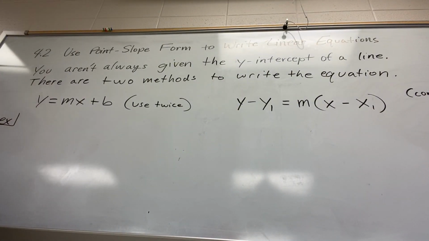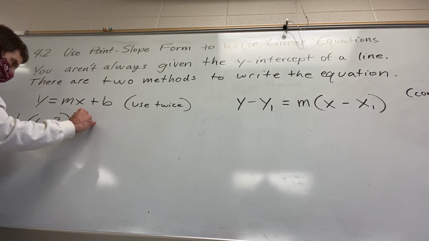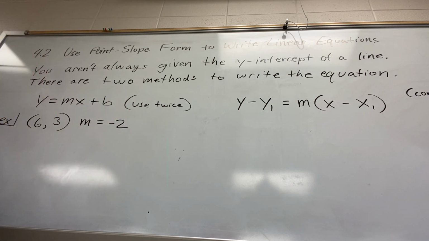let's write an equation. We have a point (6, 3) and a slope of -2. So one way to do it is to do y equals mx plus b. We know our slope, but what do we not know? We don't have the y-intercept.